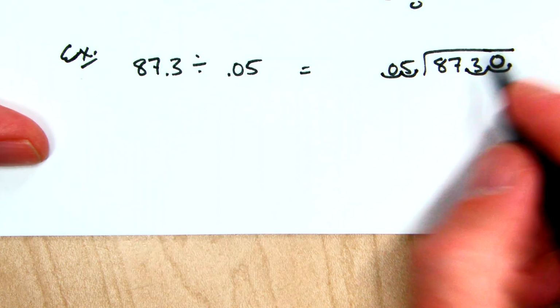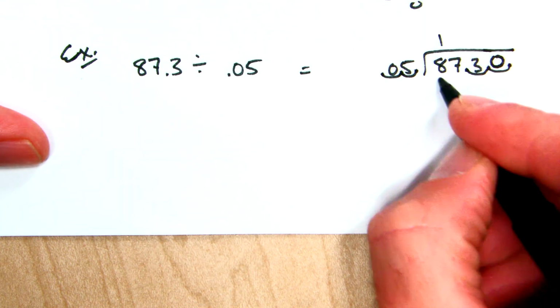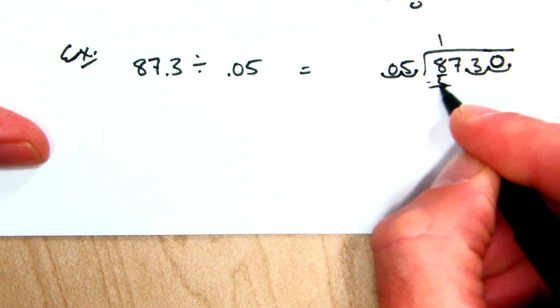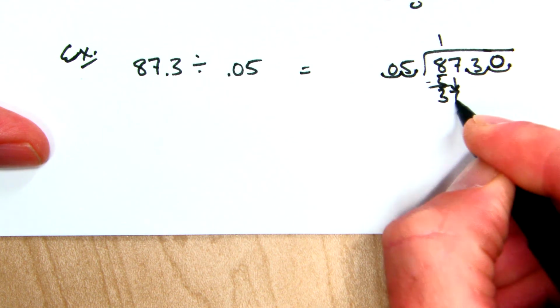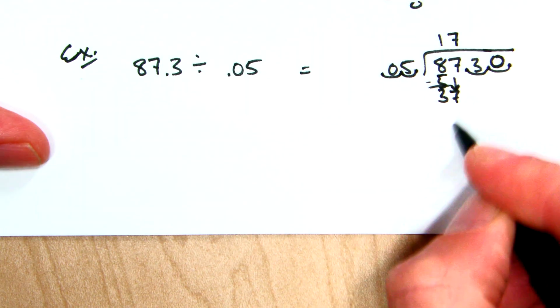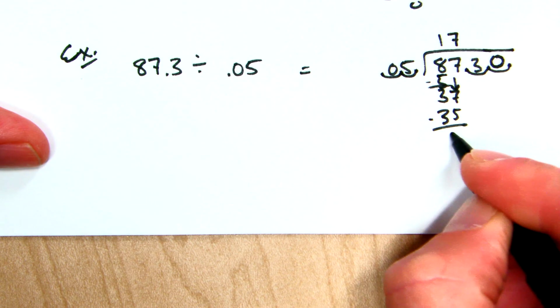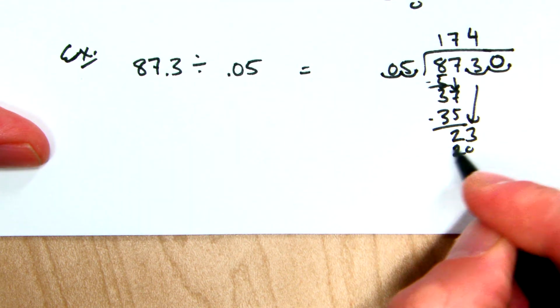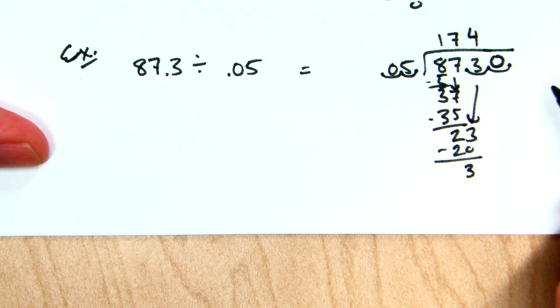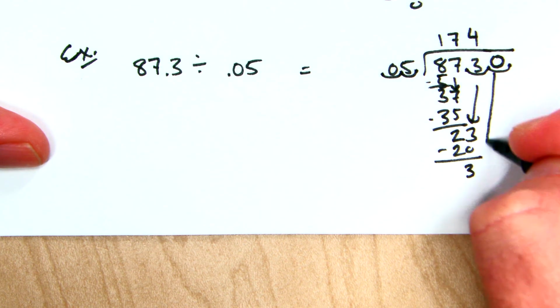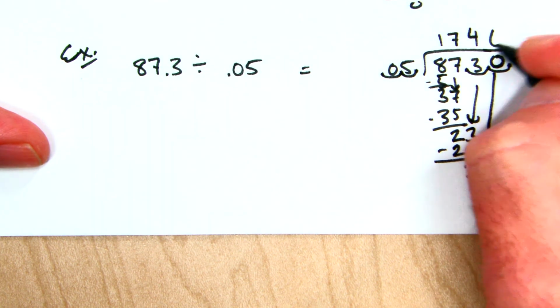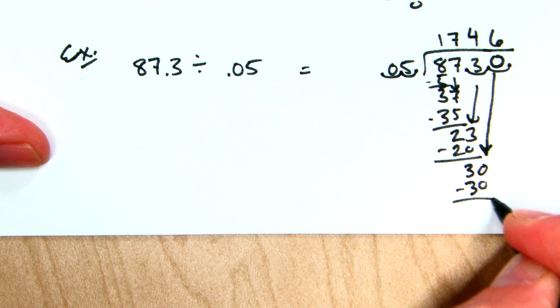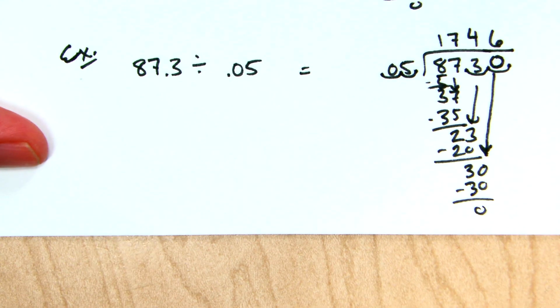All right, let's go ahead and solve it now. Goes in 1 time, difference of 3. Sorry about that sloppy writing. Goes in 7 times, difference of 2. Bring down our 3. 4 times, which is 20, difference of 3. Now we already have that extra 0 we had to put on. And then it goes in 6 times. And finally, we're left with 0 as a remainder.